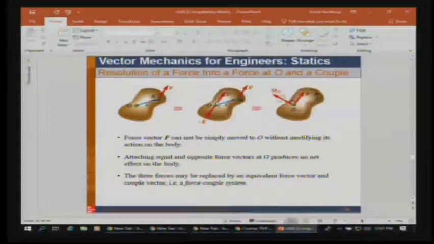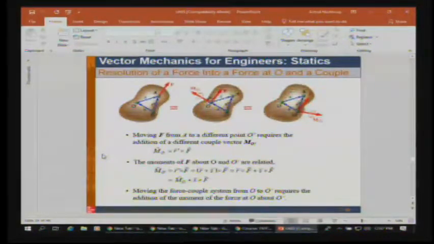Then we can move F to the point that we choose, and based on that relationship R cross F, we can develop what that moment looks like. Then the moment becomes a free vector, and the additional force is not a free force. It has to be applied at O, and the effect of this force and this moment is exactly the same as this force alone. So the 3 forces may be replaced by an equivalent force vector, and that's referred to as a force couple system. So once again, couple always means that exact same thing: 2 forces equal in magnitude, opposite in direction.